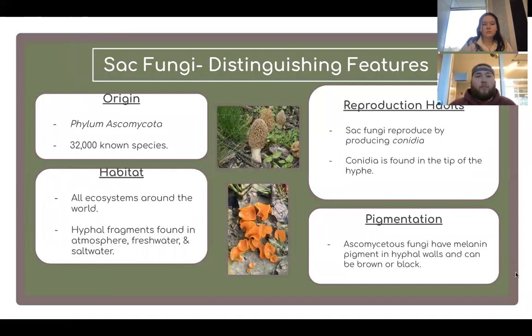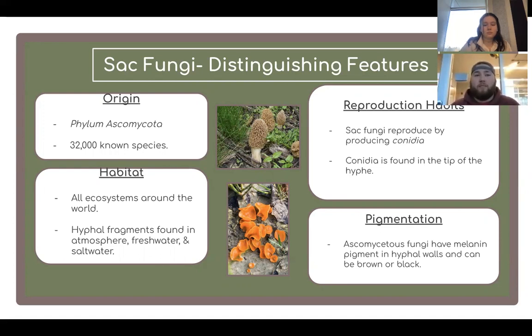Sac fungi are known sometimes as Ascomycota. The origin is phylum Ascomycota, a division of kingdom fungi with 32,000 known species. The habit: sac fungi can be found in all ecosystems all around the world. Hyphal fragments, which are small pieces of fungal structures, can be found in the atmosphere, freshwater, and saltwater. If hyphal fragments are being found, it may indicate there's active fungal growth nearby.